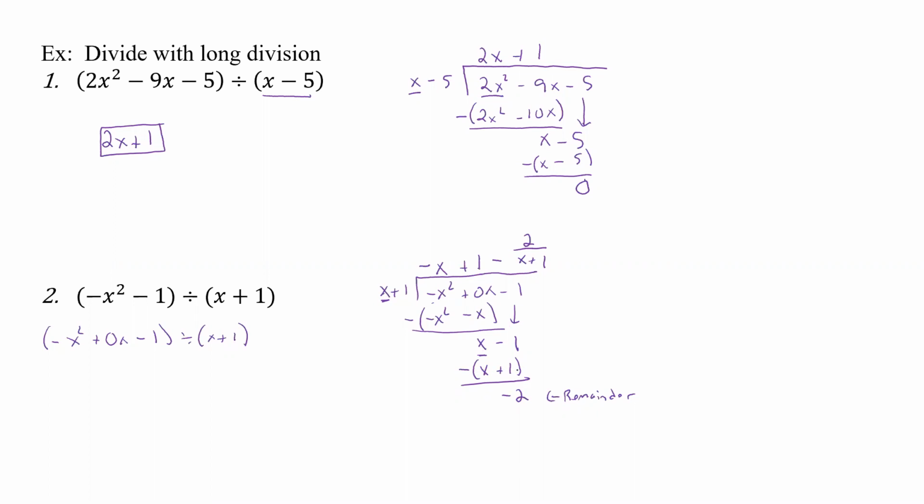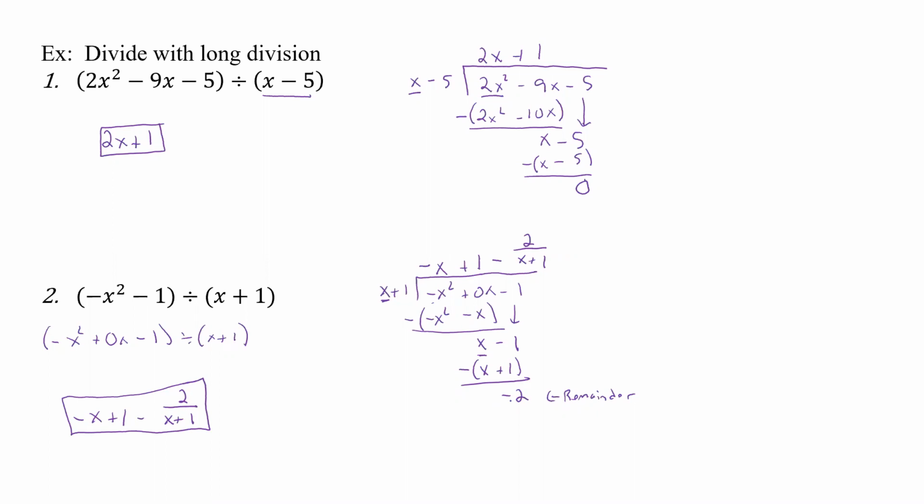Does that make sense? Yeah, thank you. Mm-hmm. And so then our answer is going to be a negative x plus 1 minus the 2 over x plus 1. Okay, and so then that is going to be our answer to this one in the full form of our quotient plus a remainder.